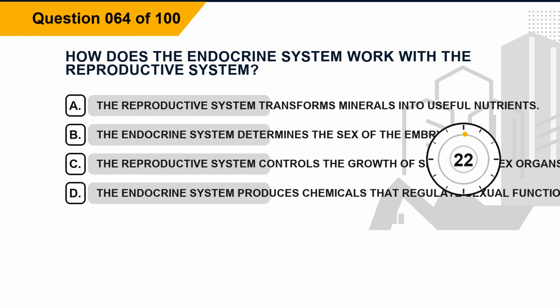Question 64. How does the endocrine system work with the reproductive system? Option A, the reproductive system transforms minerals into useful nutrients. Option B, the endocrine system determines the sex of the embryo.